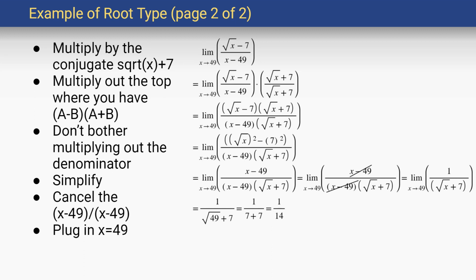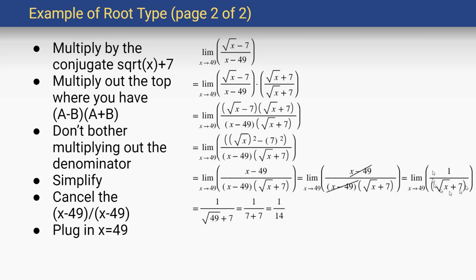Okay, so you multiply out that numerator, you leave the denominator alone, and you eventually end up down here. So at this point, you look at it and you see that you have x minus 49 on top, and then on the bottom, you have x minus 49 again, and then also you have the square root of x plus 7 that came from the conjugate. But what we're trying to do is cancel anything that cancels. So we're going to cancel the x minus 49 with the other x minus 49, cross out, and what you're going to be left with is 1 over square root x plus 7.